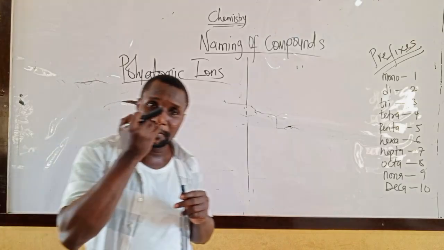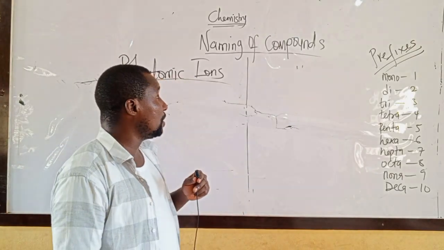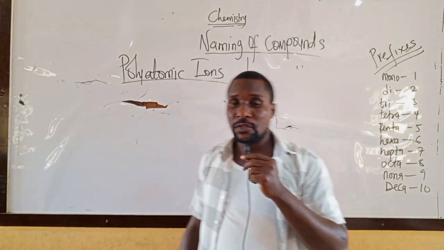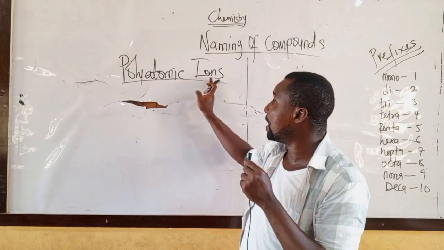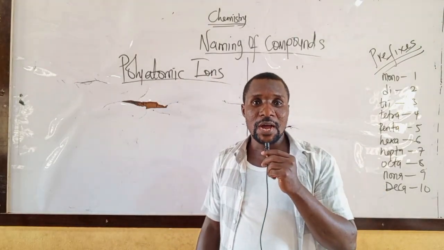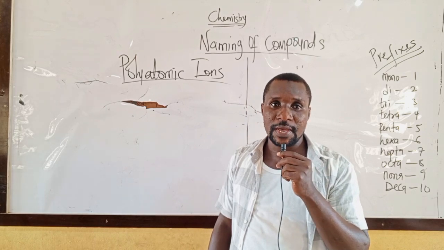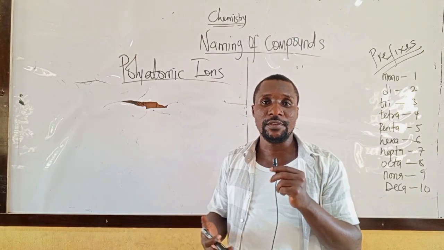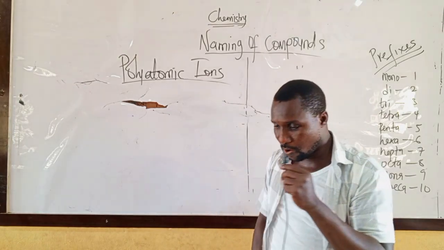Look at the last topic on naming of compounds. Let us look at polyatomic ions. How can we name polyatomic ions? How can we use polyatomic ions in writing chemical compounds?